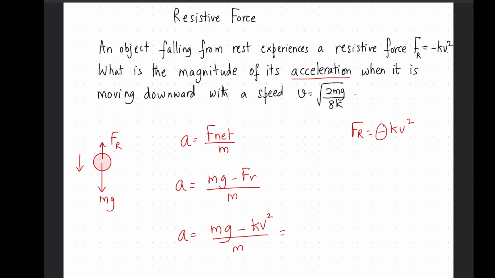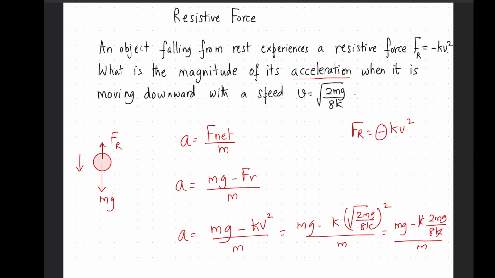Now we are going to put in the numbers. So we have mg minus kv squared, so root of 2mg over 8k whole squared, over m. If you open up the bracket, we'll get mg minus k. The root will disappear because you have got a square. So 2mg over 8k, over m. The k up and down can be cancelled out.